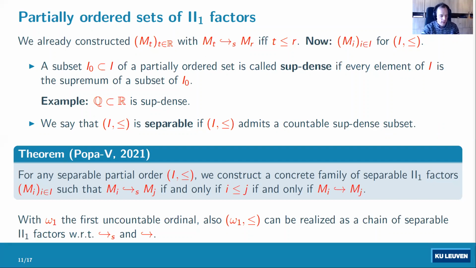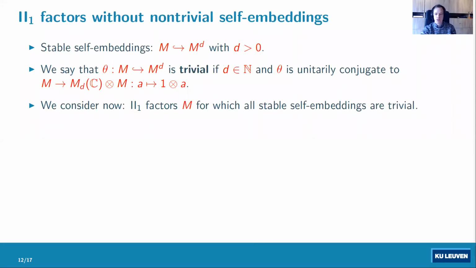Okay, let me turn to a connection with bimodules, where also there are a few results. Before turning to the picture of bimodules, because I was talking all the time about embeddings, let me view it as embedding a II_1 factor in an amplification of itself. So I will call stable self-embedding any embedding of M into an amplification of M. And we say that such an embedding is trivial if the amplification D is an integer, and up to unitary conjugacy, I have just embedded M diagonally in D by D matrices over M. And what I want to look at is II_1 factors for which all such embeddings must be trivial. So without any index consideration here.